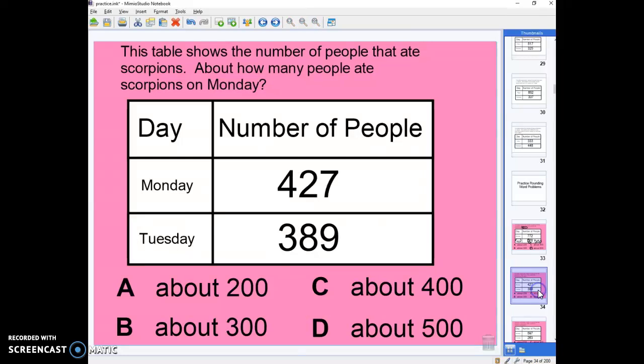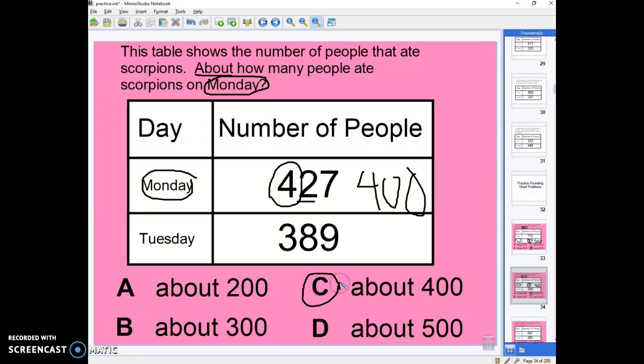Let's try this other one. This table shows the number of people that ate scorpions. About how many people ate scorpions on Monday? So once again, I see the word "about" as an important word, and Monday. So I know I'm only going to look at Monday here, which is 427. Once again, I look down here. It looks like I'm rounding to the nearest 100. So I'm going to round 427 to the nearest 100, and I get 400 as my answer, which is right here, letter C. About 400 people ate scorpions on Monday.